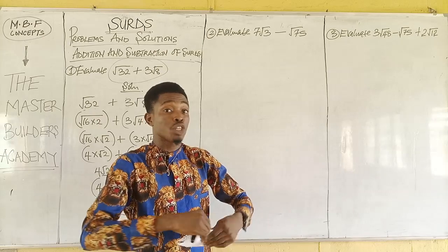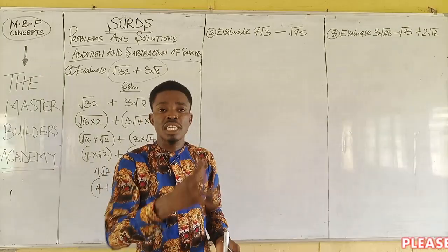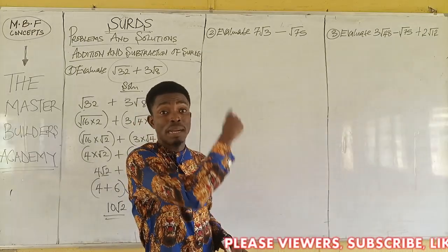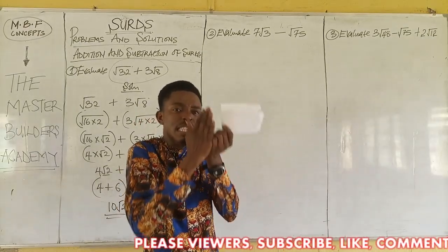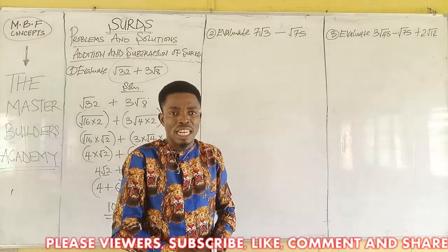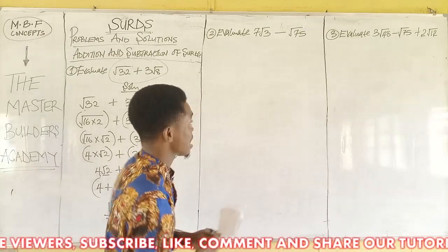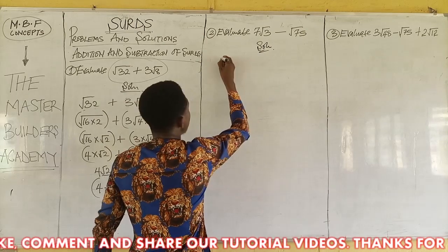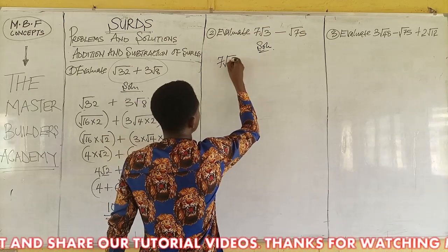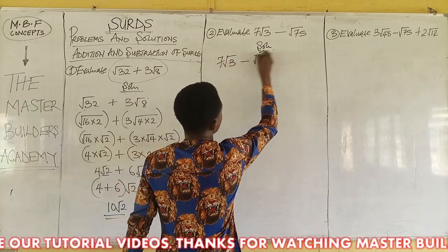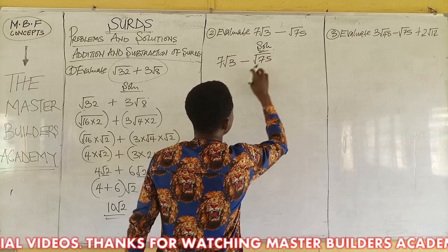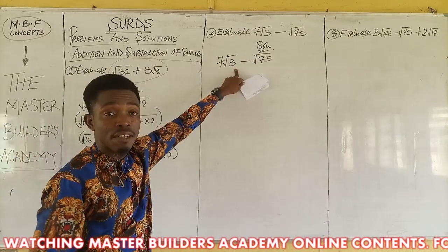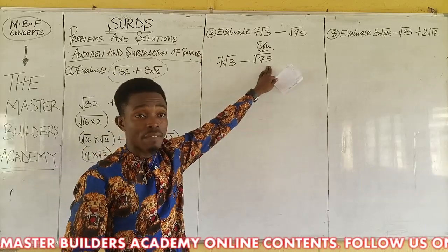And now we cannot see what is common. So the best way to get to know what is common between the first term and the second term is to first simplify them individually to their least surd. And that's exactly what we are going to do here. So this is the solution. This will give us 7 root 3 minus root 75. Now, of course, we cannot reduce 3 further, but we can reduce 75.